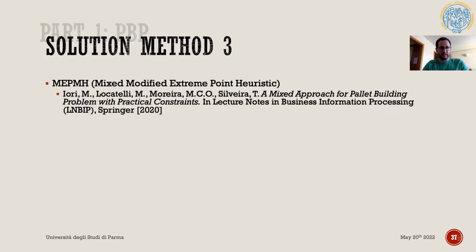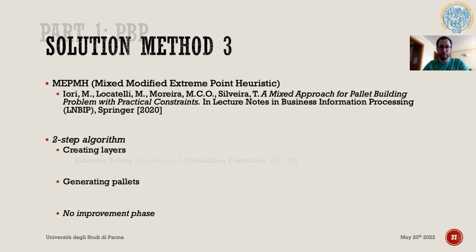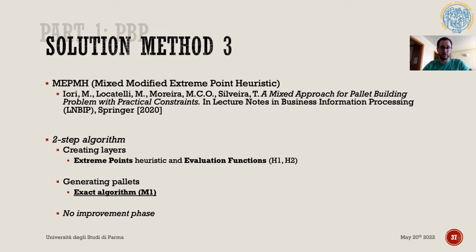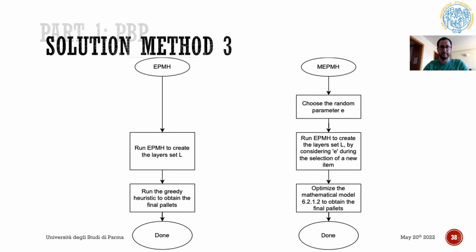So based on these results, we propose the third solution, an EPMH, an algorithm without improvement phase, composed by a mixed approach, which uses a heuristic for creating layers and an exact algorithm for building pallets. Compared to the previous EPMH, this flowchart outlines the modification, introducing a random parameter to create layers and a mathematical model to solve the pallet building, rather than using the grid heuristic.